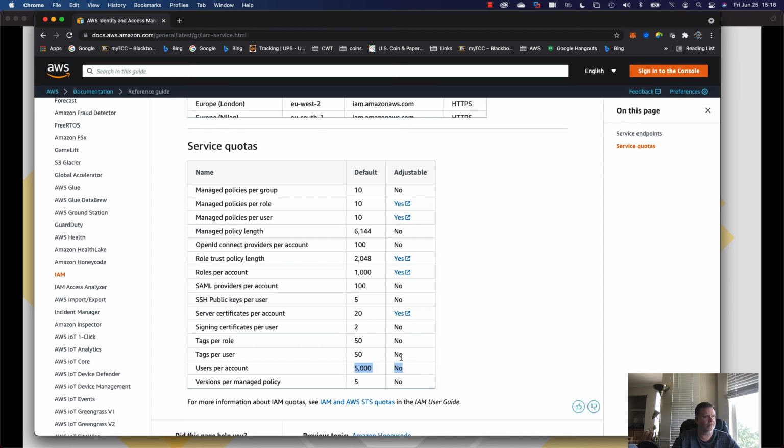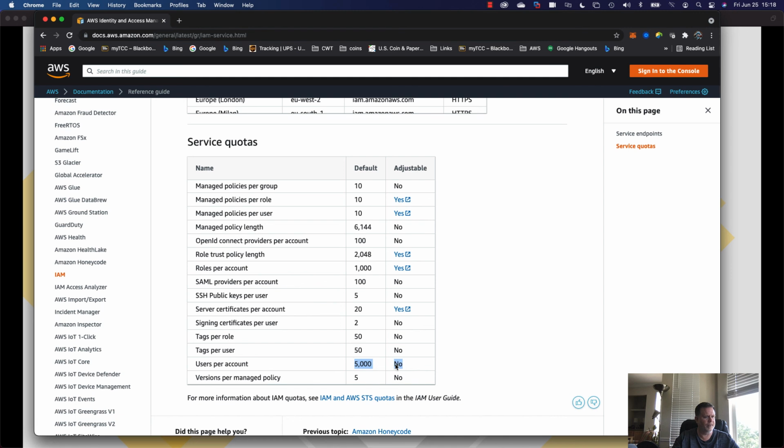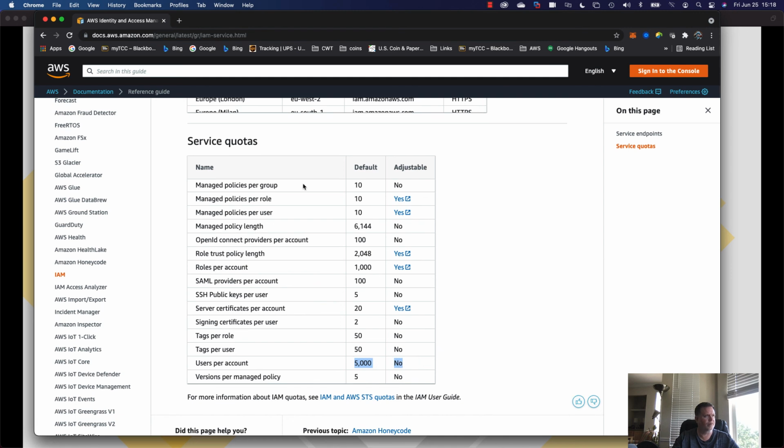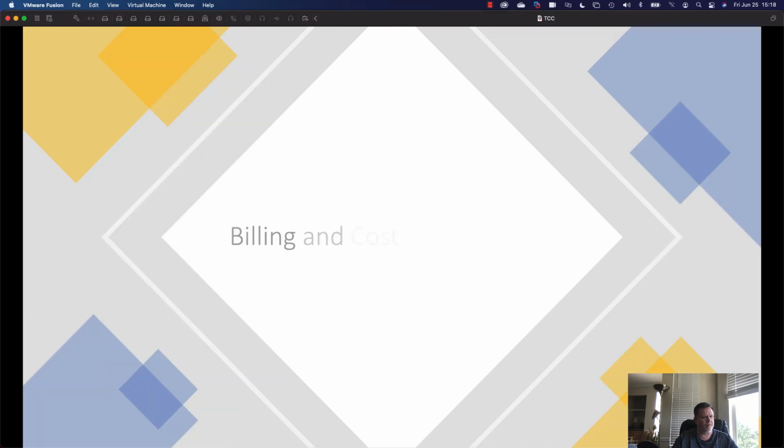So you can only have 5,000 users, and there are ways to use Cognito and some other things where you can use other authentications like Active Directory, and use roles, so you can limit the number of actual users you have. Okay, so that is what we're going to cover in this video.